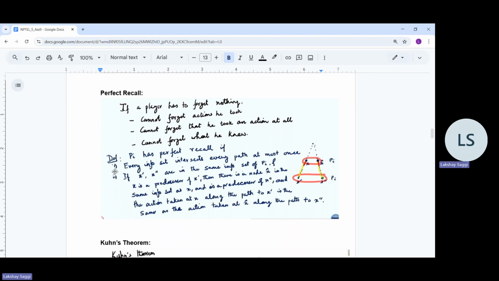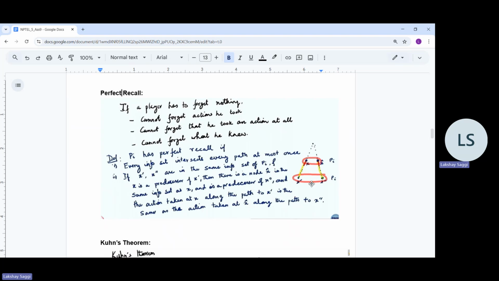So a bunch of criteria which we need. If these definitions hold true, then we say that the player Pi has perfect recall.